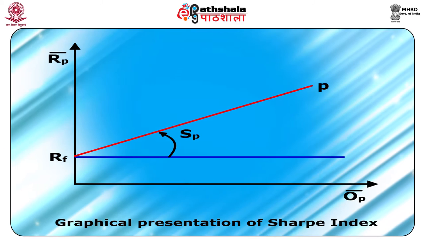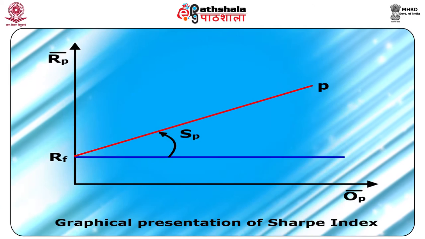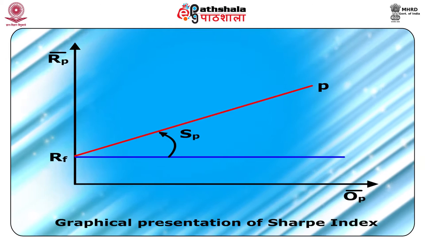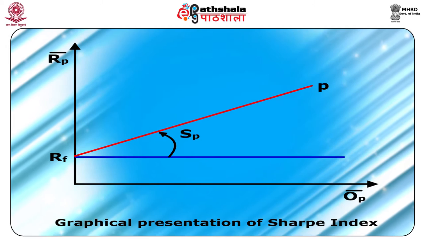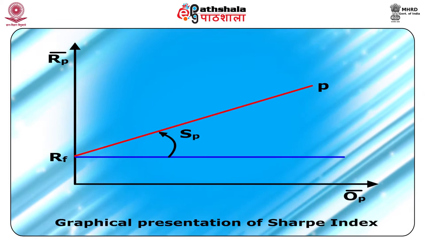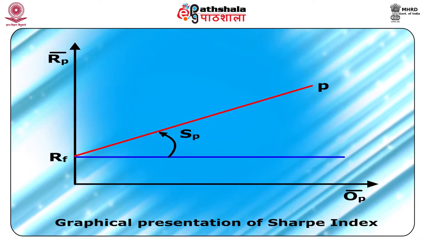In this figure we have measured the standard deviation of the portfolio on the x-axis, and on the y-axis we have measured the portfolio return. The Sharpe's index SP measures the slope of the line emanating from the risk-free rate outward to the portfolio in question. A good investment is one that yields higher returns without too much additional risk. The greater the portfolio's Sharpe's ratio, the better the portfolio has performed. All this discussion can be shown with the help of an example.